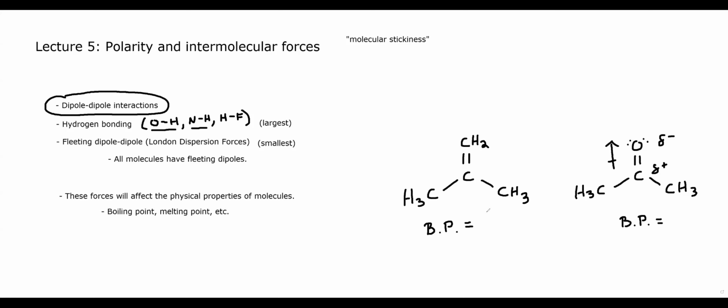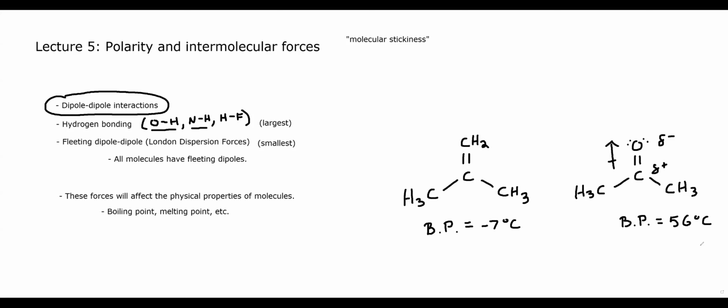The boiling point of isobutylene is about -7 degrees Celsius. If we consider the molecule on the right, it has dipole-dipole interactions. It has more molecular stickiness. You can think about it that way. The boiling point is going to be higher, around 56 in this case. You don't have to know the exact numbers.